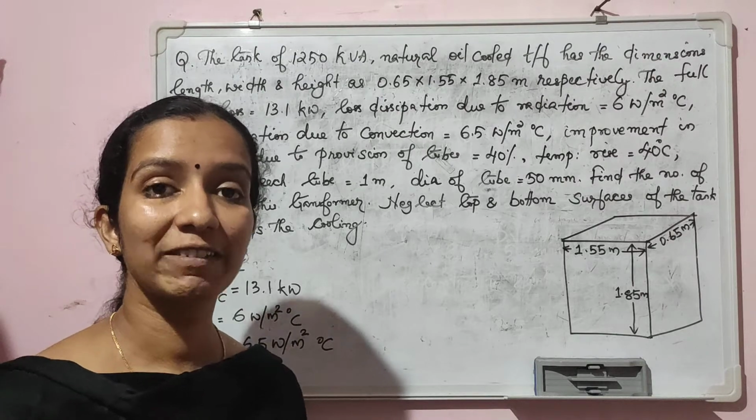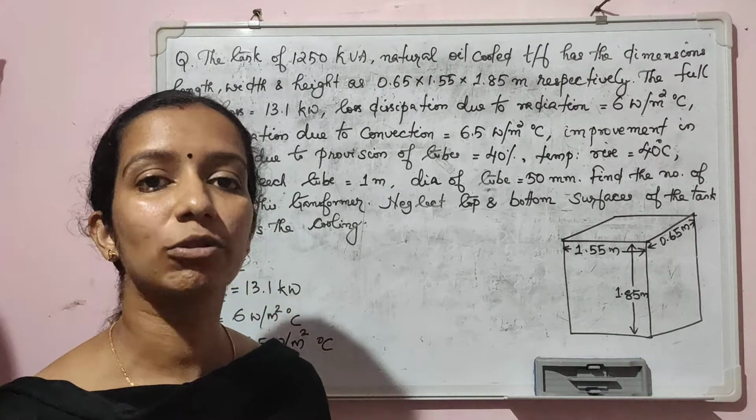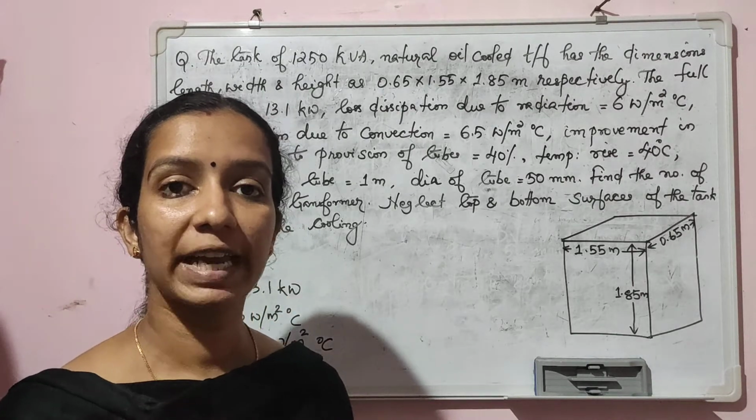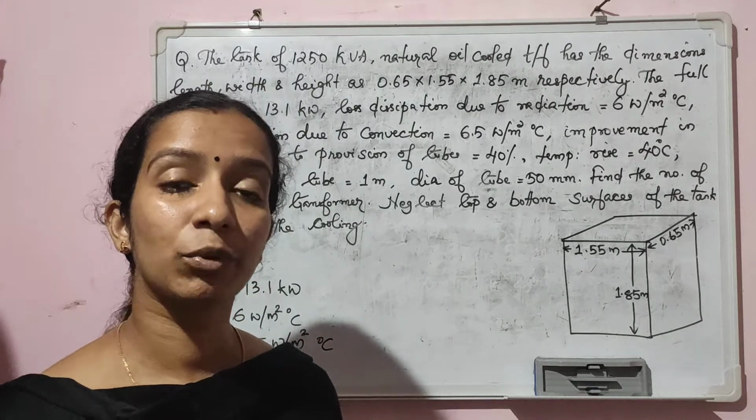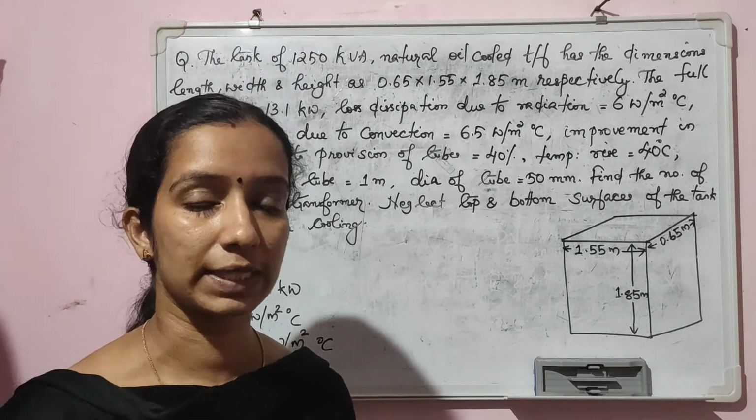So while deriving the equation for calculating the number of tubes, we have taken the improvement in convection as 35%.